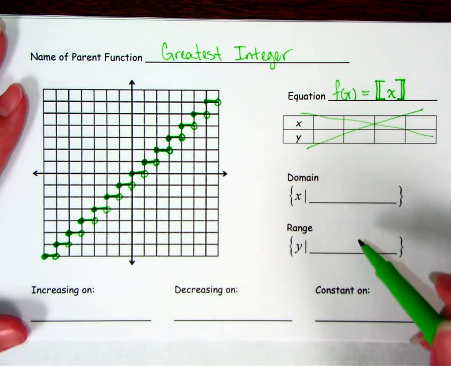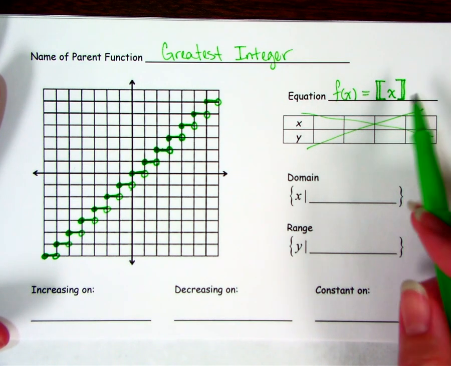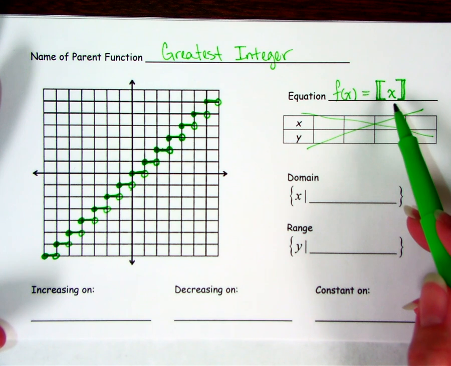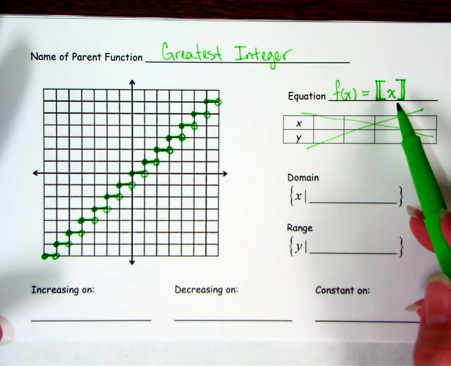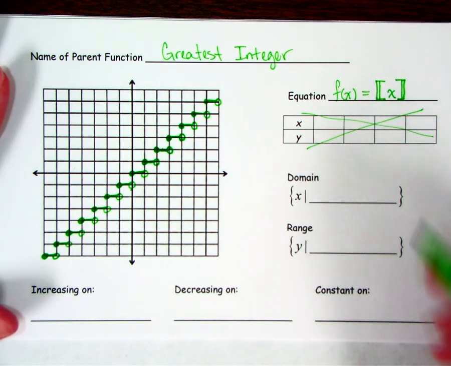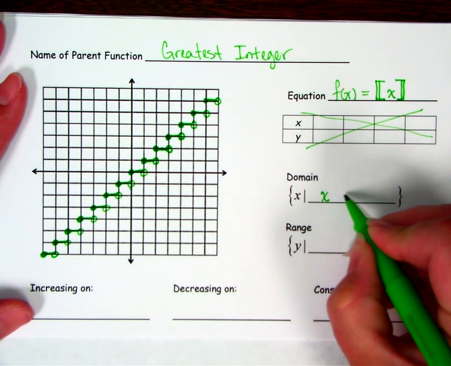So now for the domain, the x values that we're allowed to use, the numbers that we're allowed to put in place of x, is any number at all. So we could put in any number between negative infinity and infinity. So that would be any real number.